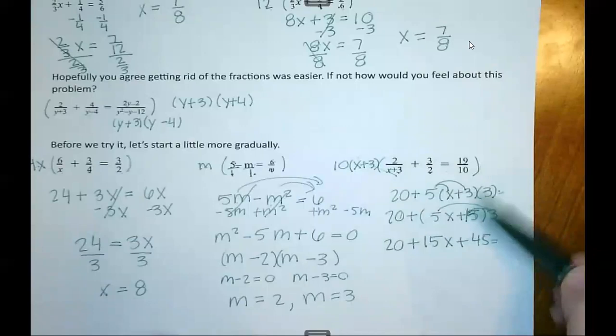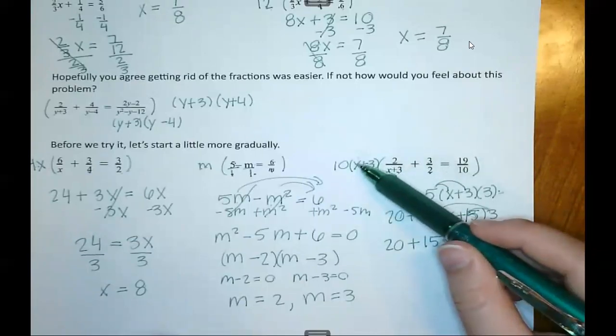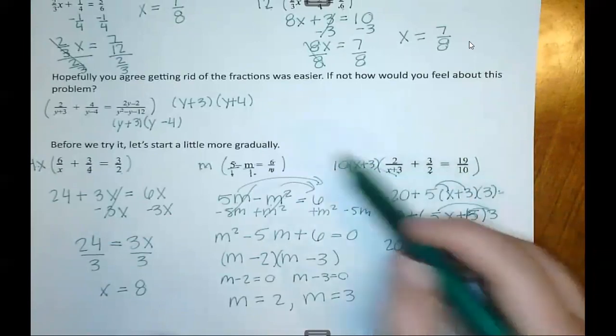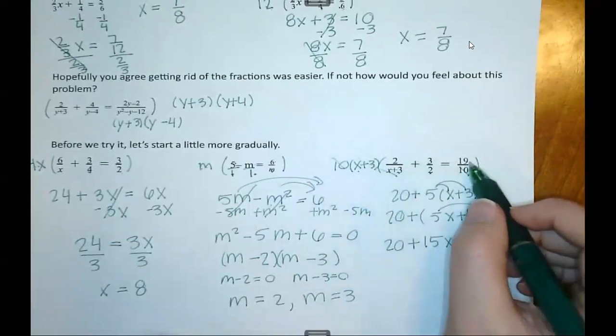All right, so that one was a little messy to simplify. Okay, now the last one, 10 times x plus 3 divided by 10. Well, on that one, the 10s would cancel out. So I would just have x plus 3 times 19.